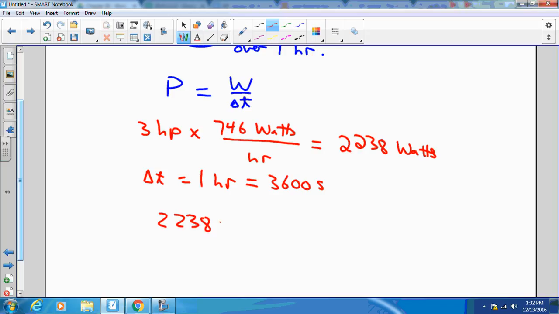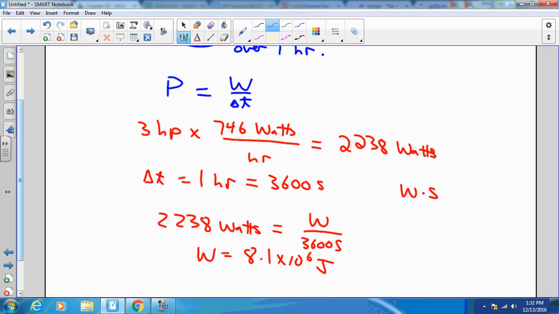We now plug all of this in. We have 2,238 watts equals the amount of work done over 3,600 seconds. And that turns out to be a very large number of joules, or 8.1 times 10 to the 6th joules.